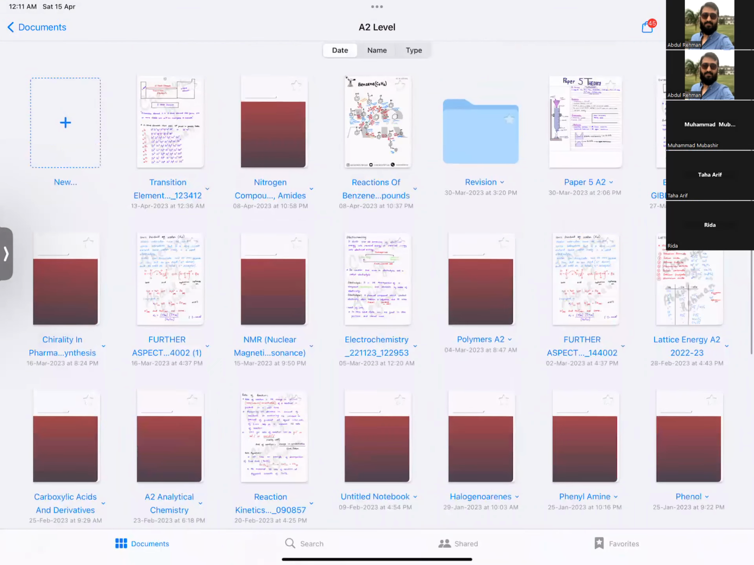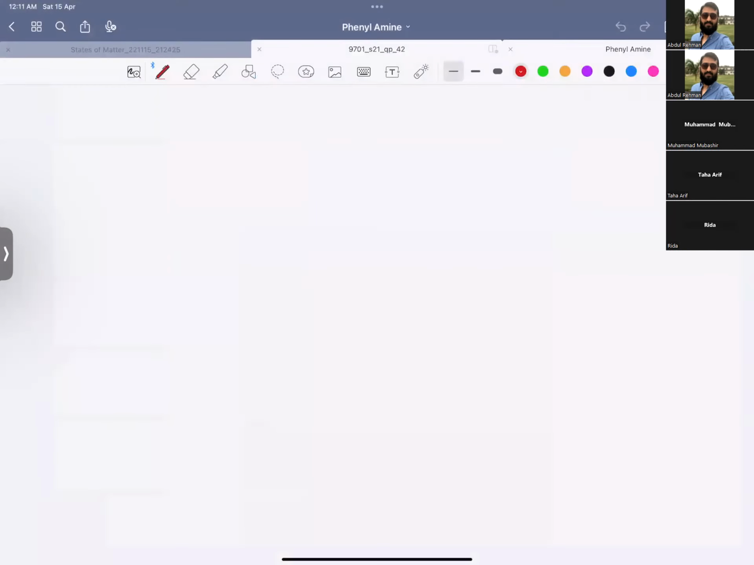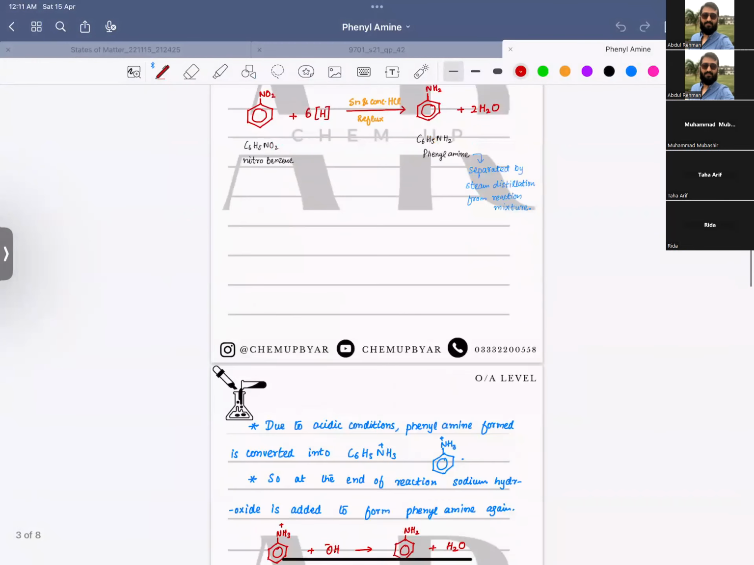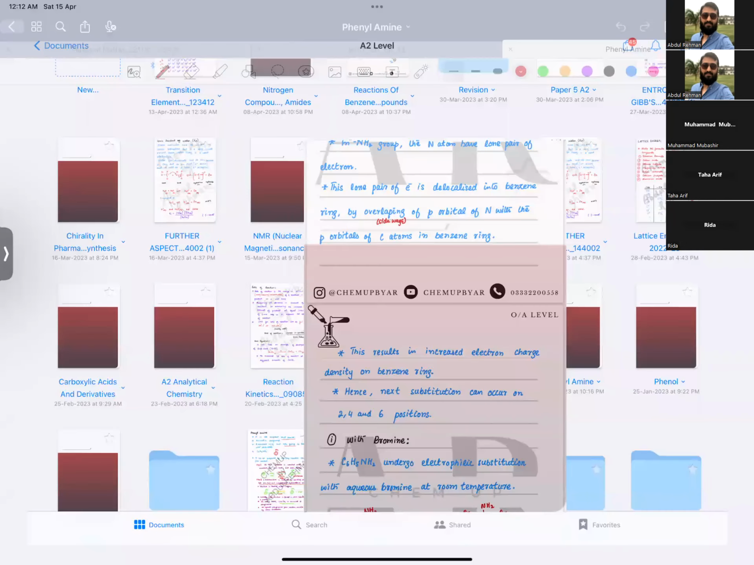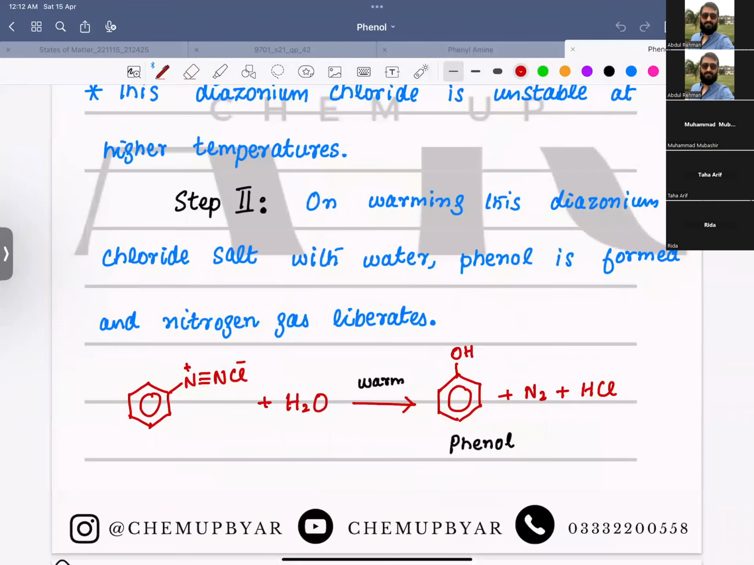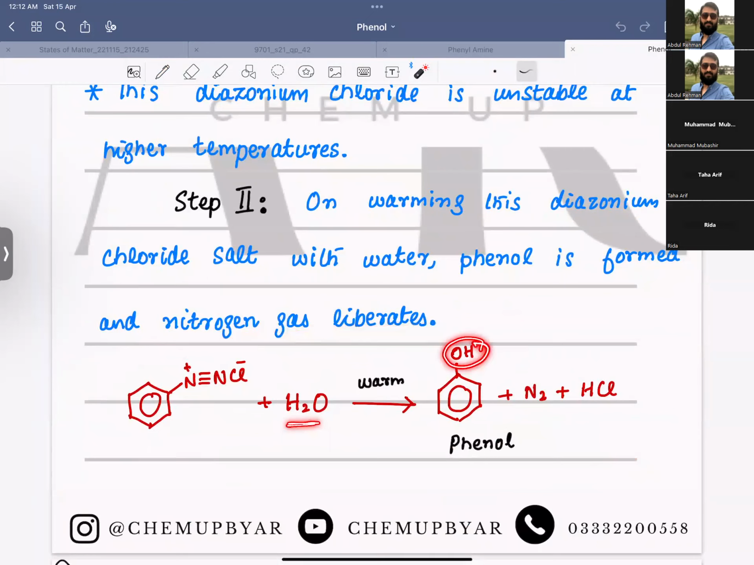One minute. No, I think I did it in phenol. See, here it is. Then on warming with water, OH is displaced. N2 is displaced by OH, forming nitrogen gas, and HCl would form.